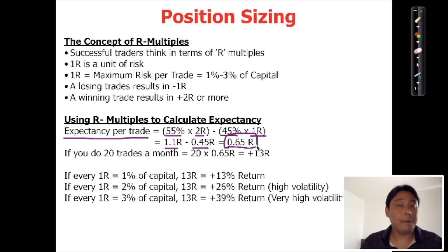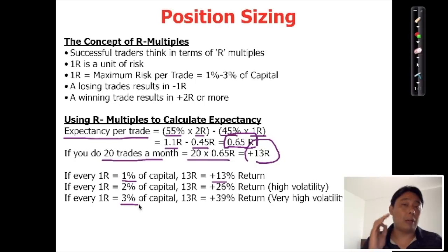Okay. So if you do 20 trades a month on average, and multiply by 0.65, you're getting about 13 R a month. Okay, so what does 13 R mean? Well, 13 R simply means that if you were risking 1% of your capital, you'd be getting a 13% return. Okay, if you're risking 3% of your capital on every trade, 3% times 13 R, so 13 times 3 is a 39% return.